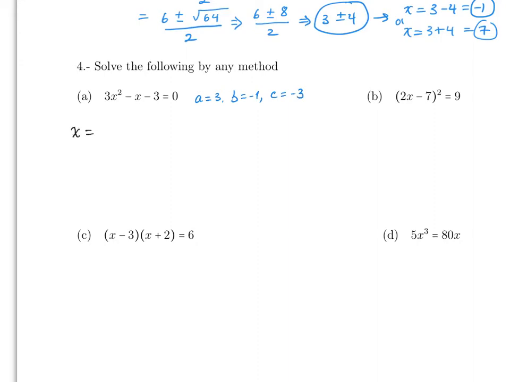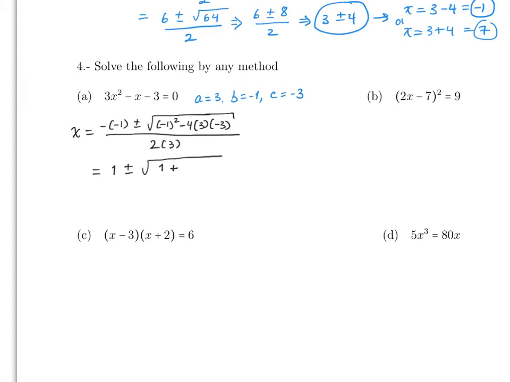All right, so then x is going to be minus b plus or minus the square root of b squared minus 4ac, everything divided by 2a. Again, minus and minus is plus, so this becomes 1 plus or minus the square root of 1 plus 4 times 3, which is 12, times 3 is 36, and then minus and minus is plus, so this is plus 36. Everything divided by 6. So therefore this is 1 plus or minus the square root of 37 divided by 6.